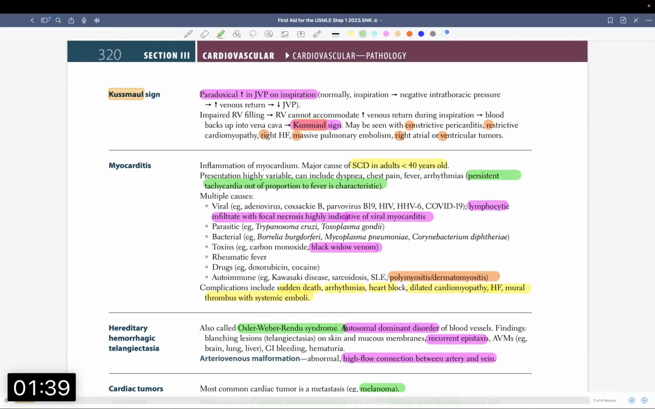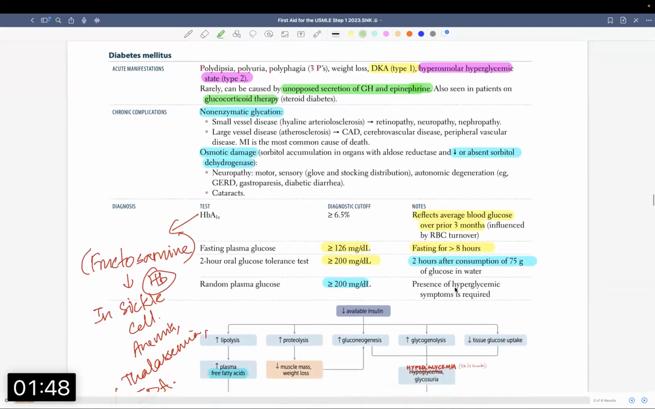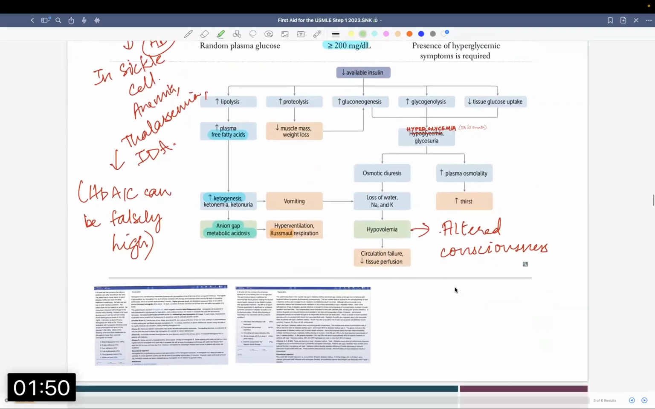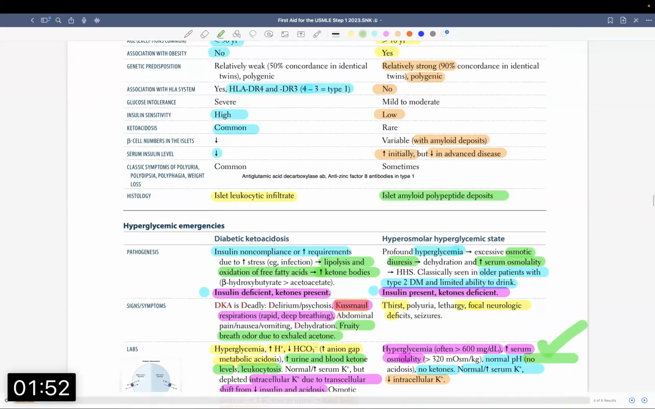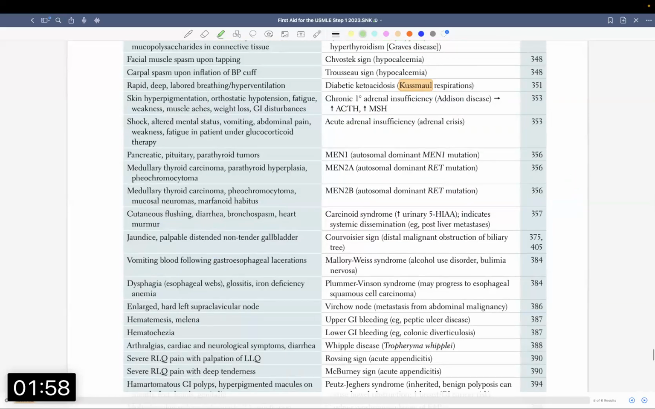This is Kussmaul's sign, the paradoxical increase in JVP on inspiration. That's Kussmaul's sign. Kussmaul breathing. I remember we spoke about it. Respiration is rapid and deep breathing. We also saw, I don't know if it was your question.